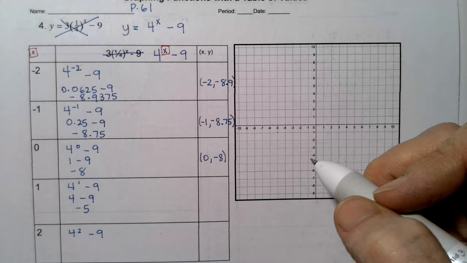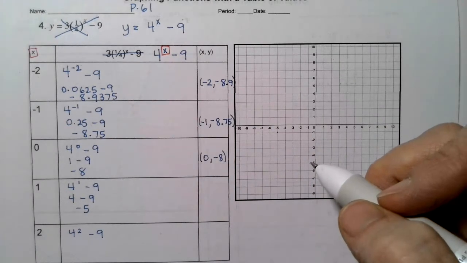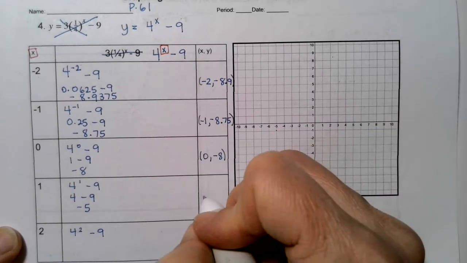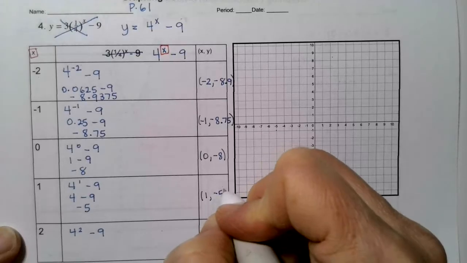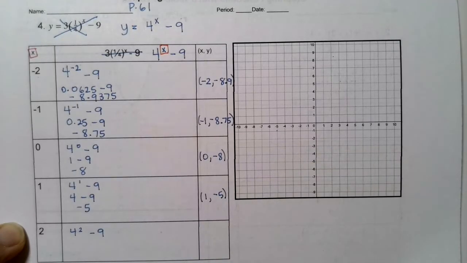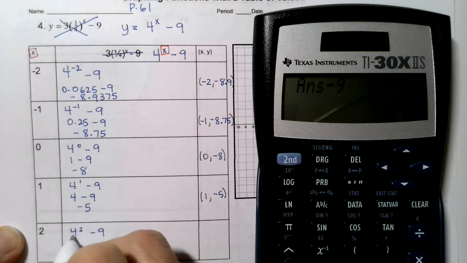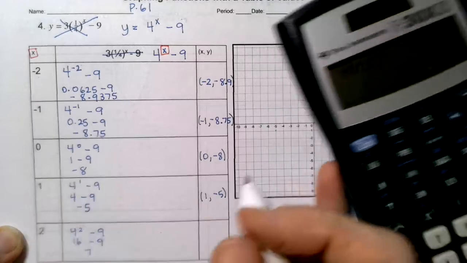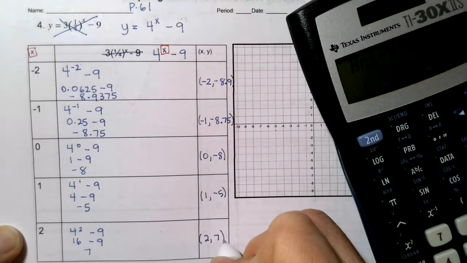So use those resources. If you don't have a number line in front of you, but you do have a coordinate plane, you actually do have a number line to look at. So my ordered pair here, when x is 1, my y is -5. And finally, if I have 4 squared, that's 4 times 4, or 16, minus 9 is going to give me 7. And so if x is 2, my y value is 7.